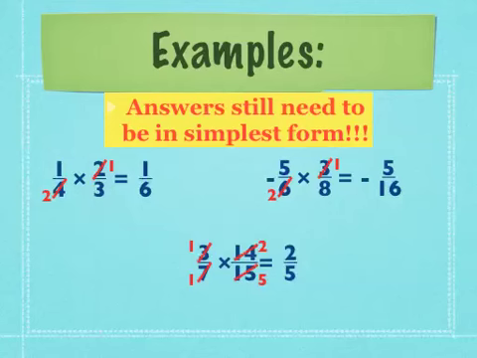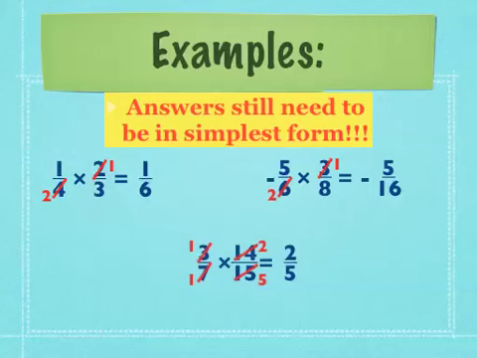What cross-canceling does, though, is it reduces the amount of simplifying that you're going to have to do in the end. You could have done 3 times 14 and 7 times 15, but you're going to end up with really big numbers, and the answer is not going to be in simplest form.